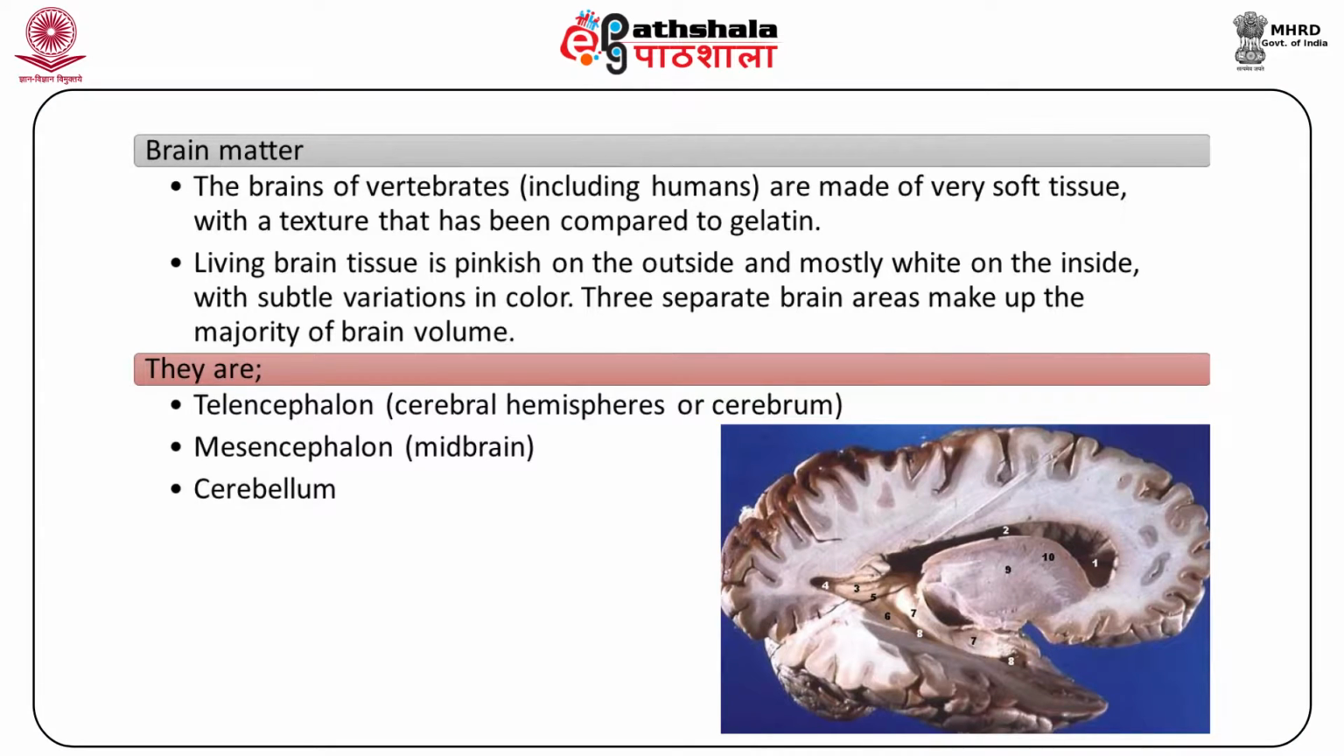Brain matter. The brains of the vertebrates, including humans, are made of very soft tissue with a texture that has been compared to gelatin. Living brain tissue is pinkish on the outside and mostly white on the inside, with subtle variations in color. Three separate brain areas make up the majority of the brain volume.